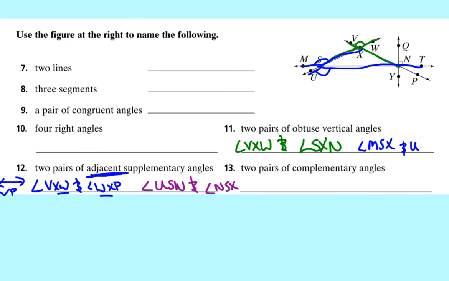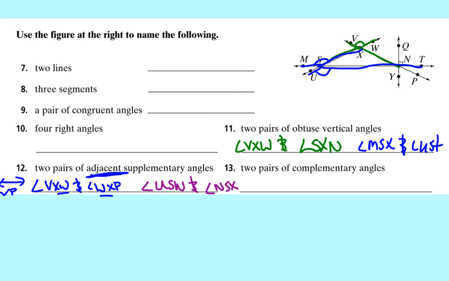Oh my goodness. I'm trying to go quick and it's just slowing me down. Angle UST. And there you go. That answers that question. Alright, two pairs of complementary angles.